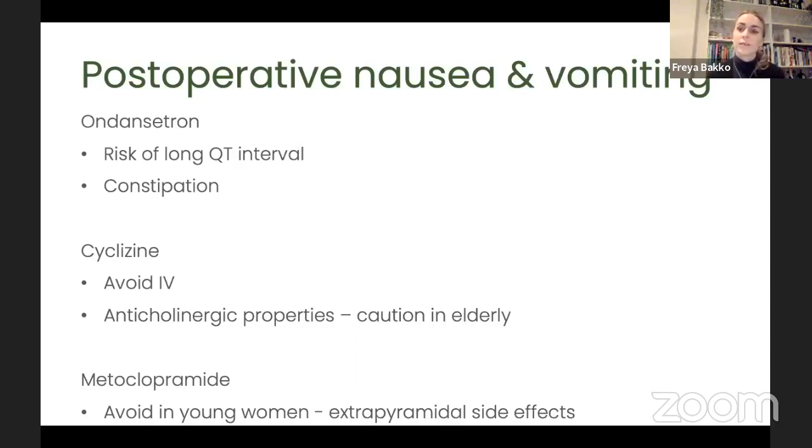Ondansetron, make sure you obtain an ECG before prescribing it, as it can cause a long QTc. Metoclopramide is important to avoid in young women, particularly because these patients are at risk of extrapyramidal side effects from metoclopramide. The other group of patients who you should avoid it in is anyone with Parkinson's disease or Parkinson's symptoms because of the anti-dopaminergic effects.